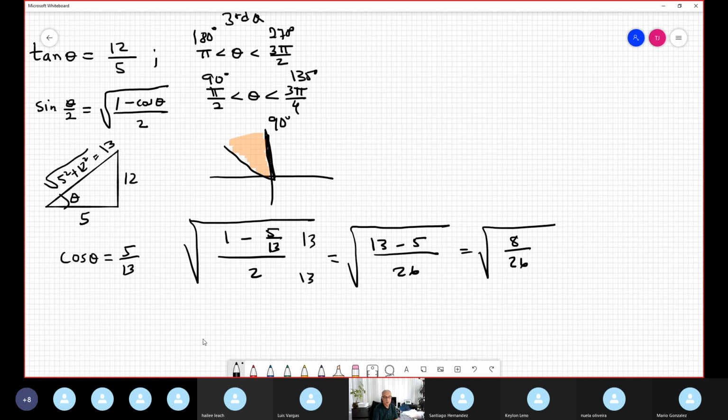And the answer for sure is positive because the angle lies in the second quadrant, and we are talking about sine, and sine is positive in the second quadrant. Super clear?